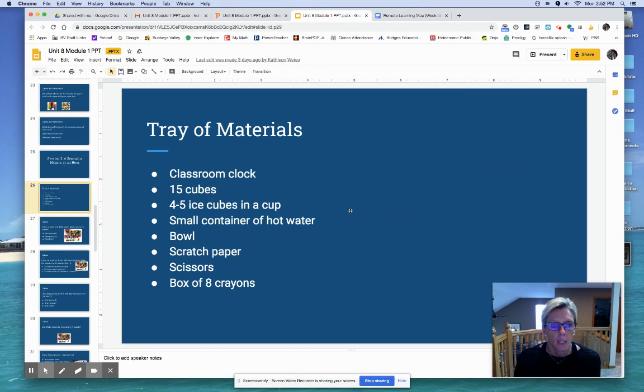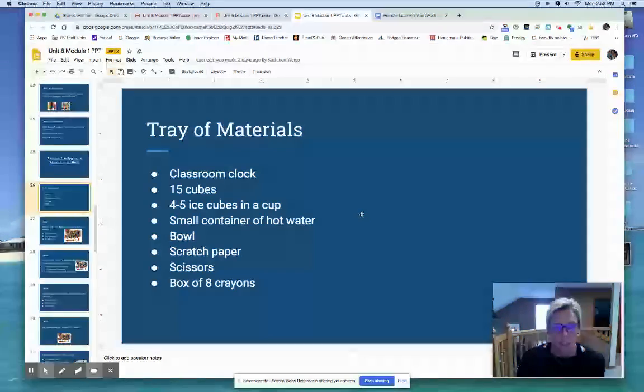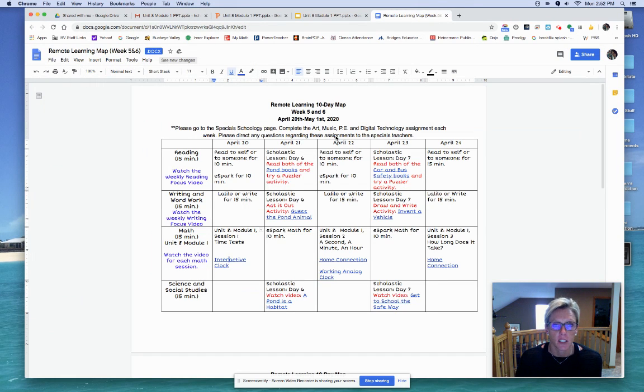Here are some things you might need to do some of the activities. So I'm going to go through and give directions and kind of explain what to do. And then you can always pause the video and give it a try as we go, or you can wait and go back and do it at another time. Some things that you might need, you can find on the remote learning map. The home connection you're going to need at the end of the lesson, and then also the working analog clock, and you can access it right from here. If you just click on it and then click on the link.